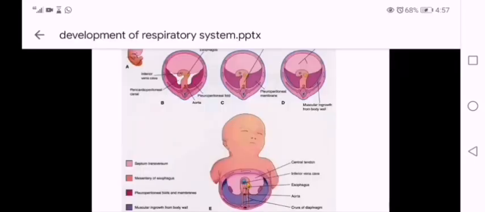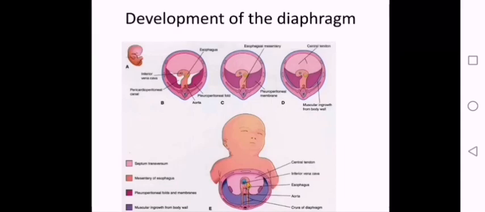Then the dorsal mesentery, which we described before, the dorsal mesentery of the esophagus here, will form the median portion of the diaphragm, and this median portion of the diaphragm will form what here? The crura of the diaphragm. So the crura of the diaphragm are derived from the dorsal mesentery of the esophagus.